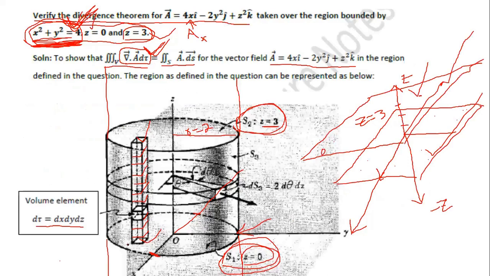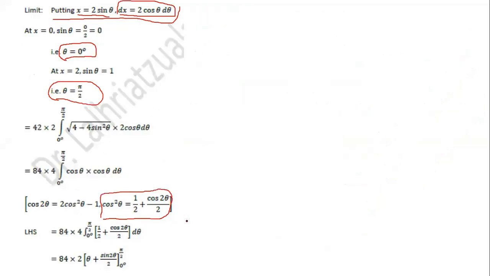S1 is the circular surface at the bottom. S2 is the circular surface at the top. S3 is the curved surface of the cylinder. So here you see that for S1, the equation of the surface is z equal to 0. For every point on the surface S1, the z value is 0.